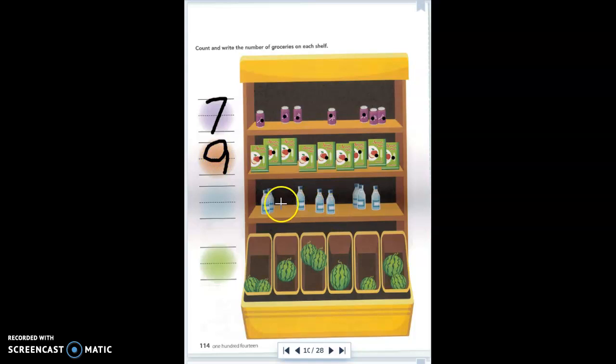On the next shelf, there are water bottles. 1, 2, 3, 4, 5, 6, 7, 8. 8 of these. And on the bottom shelf, I have watermelon. 1, 2, 3, 4, 5, 6, 7, 8, 9. 9 watermelon. So that's all I need to do for today's activity.